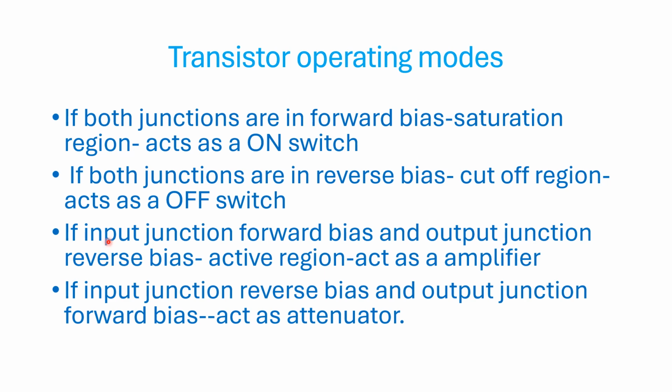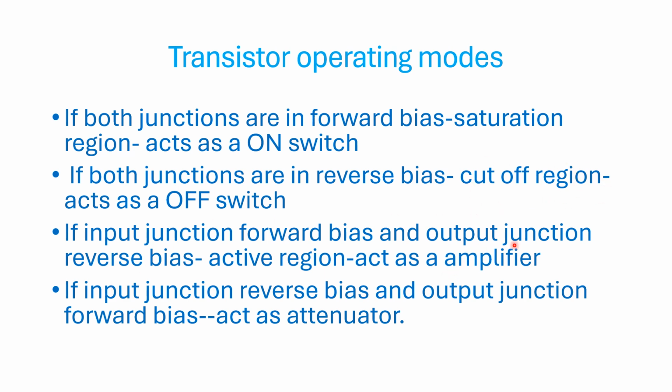If both junctions are reverse bias, that means both the input and output junction, emitter base junction and collector base junction, are reverse biased, it acts as an off switch. It restricts the flow of the charge carriers. Off switch in the cutoff region. Transistor is under the cutoff region.